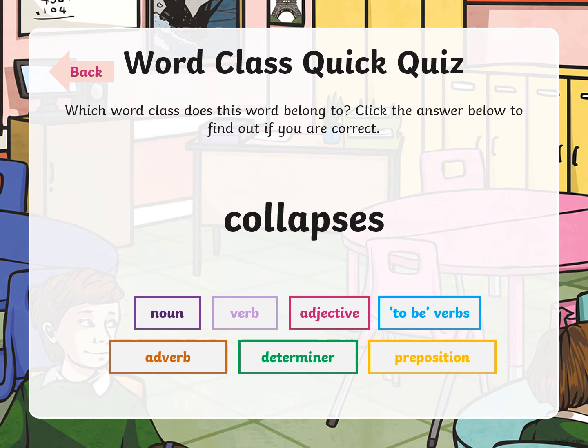And then look at the word classes. Which one do you think it is? This one is a verb.